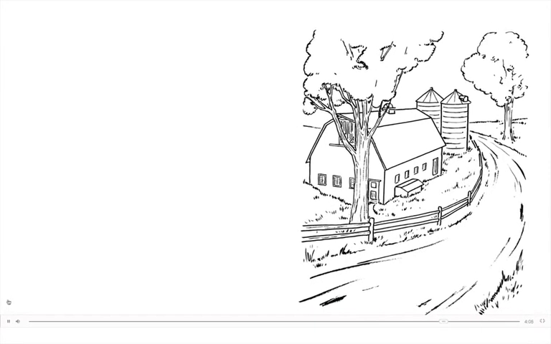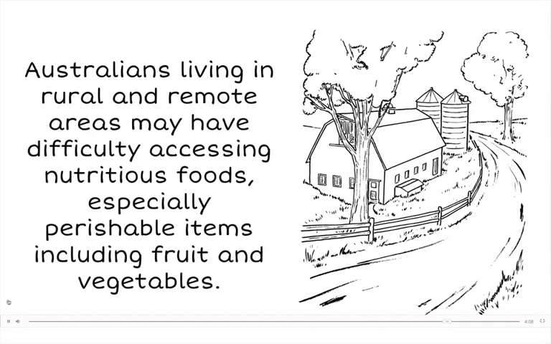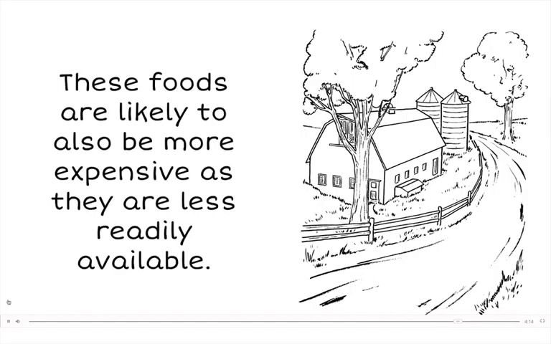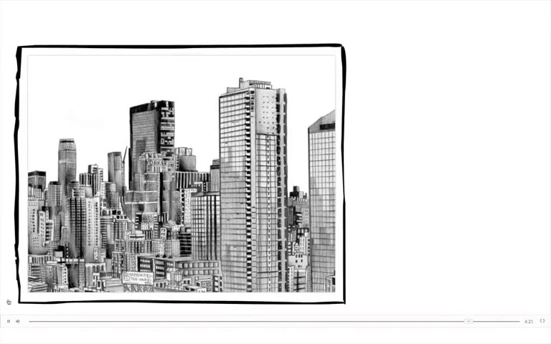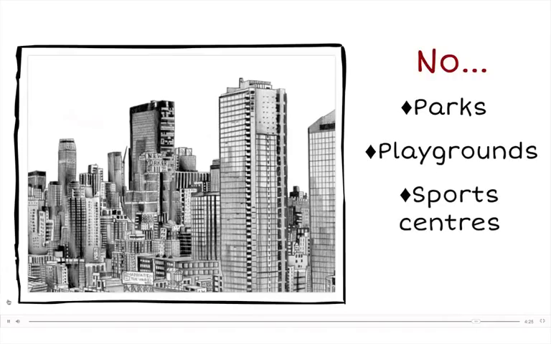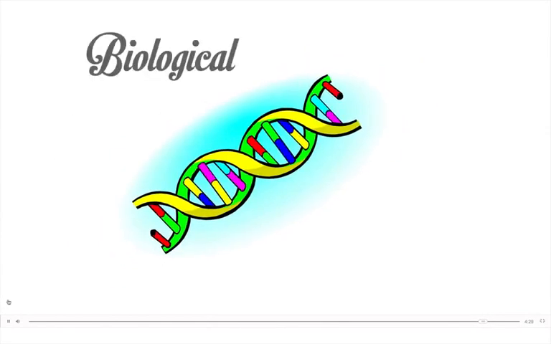Location. Australians living in rural and remote areas may have difficulty accessing nutritious foods, especially perishable items, including fruit and vegetables. These foods are likely to be more expensive as they are less readily available. However, those raised in an urban setting may also suffer if there are no parks, playgrounds, and sporting centres to be utilised after school, on weekends and during holiday periods.